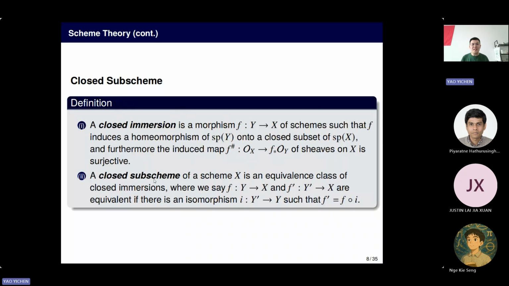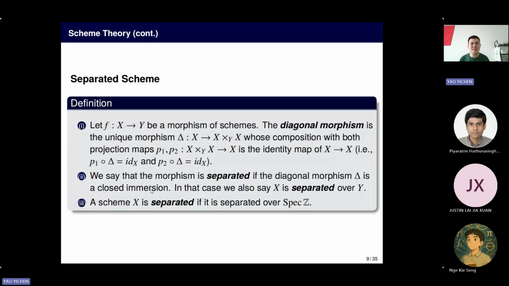And we define it as a closed immersion because sometimes even if two subschemes of a scheme X have the same topological structure, their sheaves may be different. For example, the spectrum of k[x] quotient by x and the spectrum of k[x] quotient by the ideal generated by x squared have the same topological space, and the topological spaces are both closed sets of the whole topological space, but they have different structures, so they are different closed subschemes. And then we define what is a separated scheme.